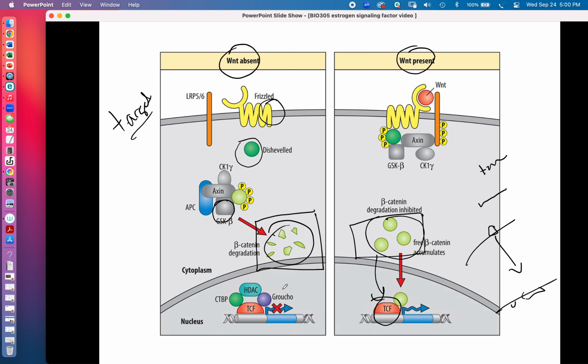So MyoD gets made and does its job. Myogenin gets made and does its job. This transcription factor, beta-catenin, gets made but doesn't get to do its job because it just gets destroyed right away. And it gets destroyed until Wnt shows up and stabilizes it and allows it to do its job.